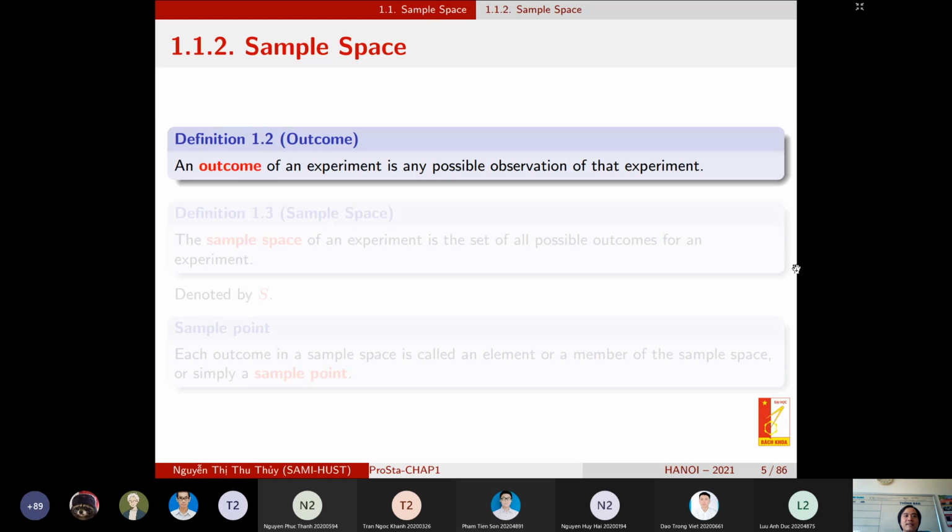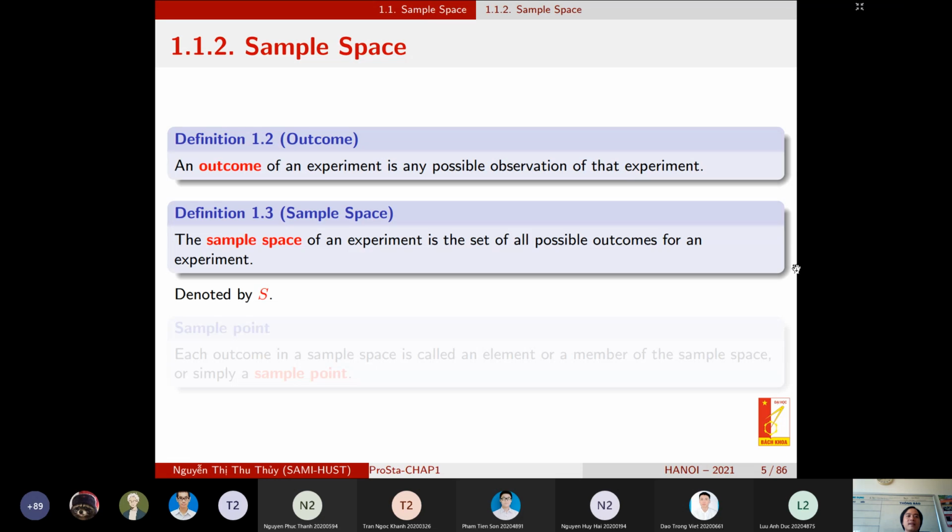Now let's consider the definition of sample space. The sample space of an experiment is the set of all possible outcomes for an experiment, and we denote it by S. What is the outcome of an experiment? An outcome is any possible observation we can see.